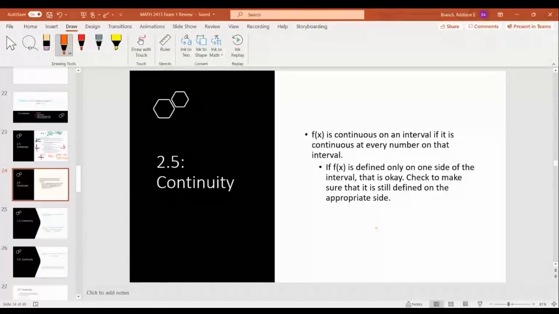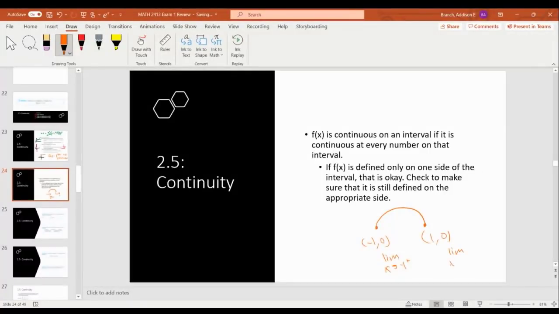if we have a function that looks like this, and we'll say this point is -1, 0, and this one is 1, 0. As long as the limit as x approaches -1 from the positive side is good, and the limit as x approaches 1 from the negative side is good, we're okay. Because we're just checking the limits that fall within that interval. It doesn't matter what's happening out here because that's not part of our interval, as long as our interval is like that, -1 to 1.